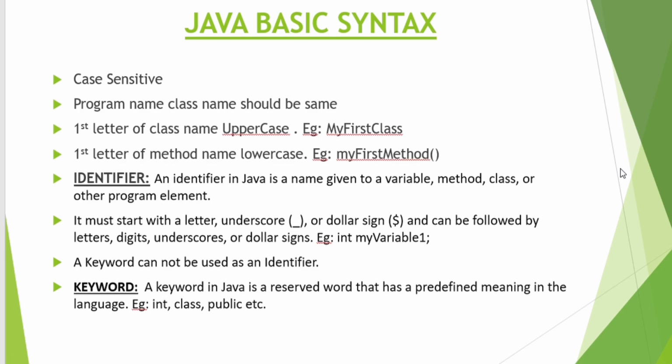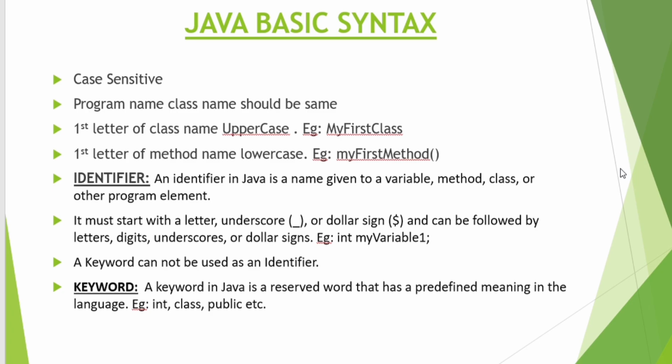Next, what is an identifier in Java? An identifier in Java is a name given to a variable, method, class or other program element. So an identifier is a name that is given to different program elements of Java. It might be the name of a variable, a class or a method, anything.